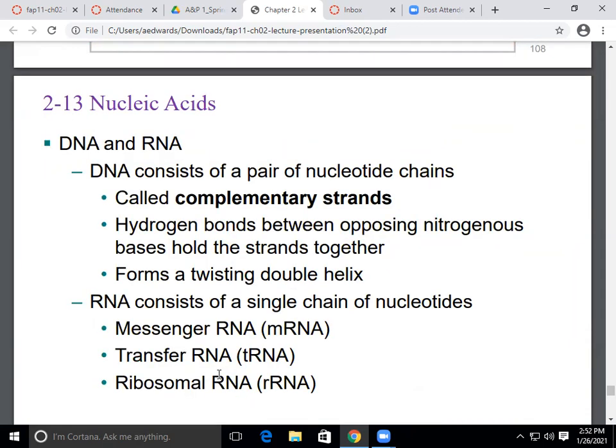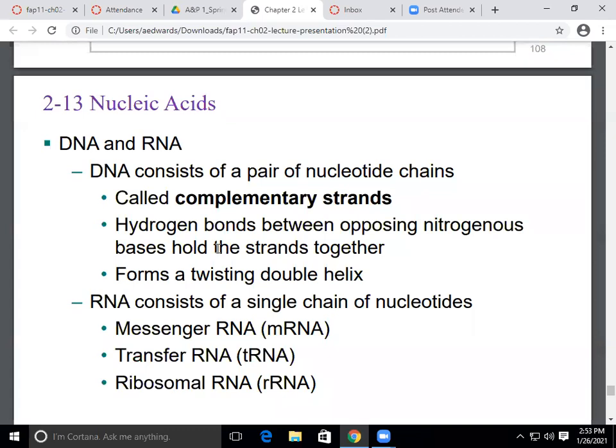All right. DNA and RNA. All right, so how are they similar? How are they different? Well, DNA has a pair of nucleotide chains. RNA has a single chain. That's the difference. DNA has 2 chains. And RNA has 1 chain. So these 2 chains in DNA are complementary to one another. And these 2 strands are next to each other, and they are held together by hydrogen bonds. Okay. And those bases are held together by hydrogen bonds. And it's not just 2 lines together, but they spin on each other and form a double helix.